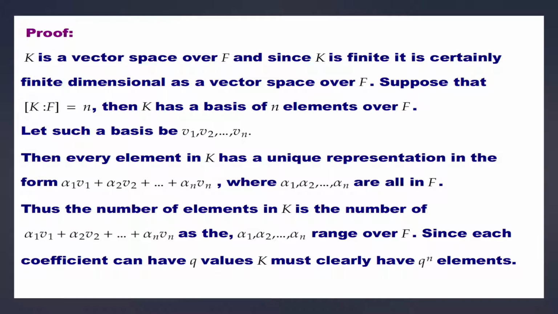Then every element in K has a unique representation in the form alpha 1 V1 plus alpha 2 V2 and so on up to alpha n Vn, where alpha 1, alpha 2 and so on up to alpha n are all members of F. Thus, the number of elements in K is the number of such combinations as alpha 1, alpha 2, up to alpha n range over F. Since each coefficient can have q values, K must clearly have q power n elements.